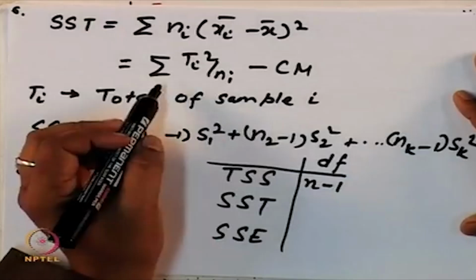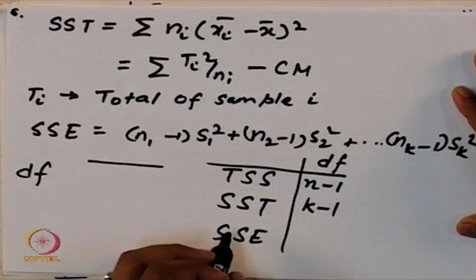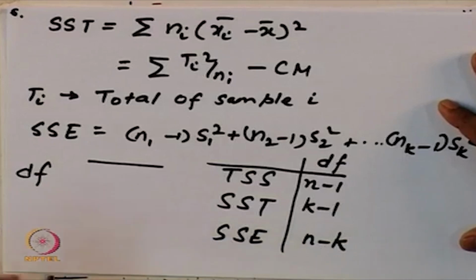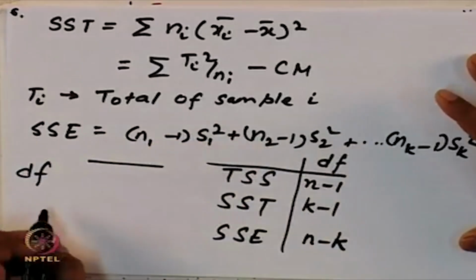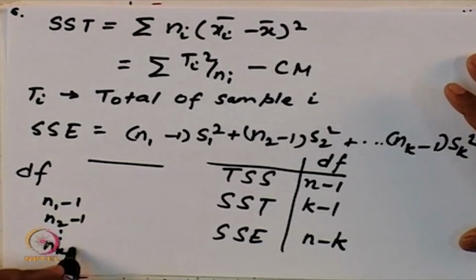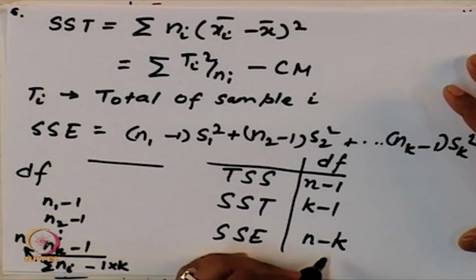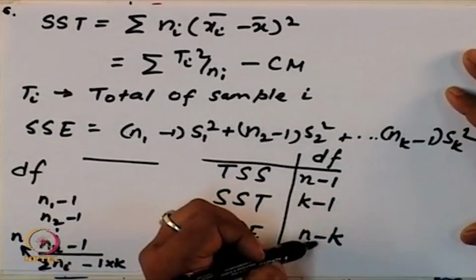SST accordingly you can see has k terms. So, the degree of freedom of SST is k minus 1, and of SSE is going to be n minus k, and that you can make out from this term. You have n1 minus 1 plus n2 minus 1 dot dot nk minus 1, which is summation ni minus 1 into k. Since summation ni is n, this comes to be n minus k. So, you can see that n minus 1 minus k minus 1 equal to n minus k.